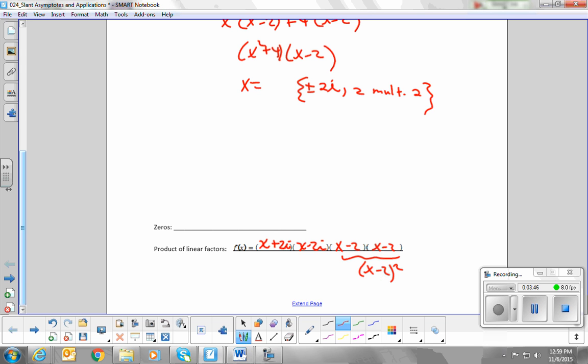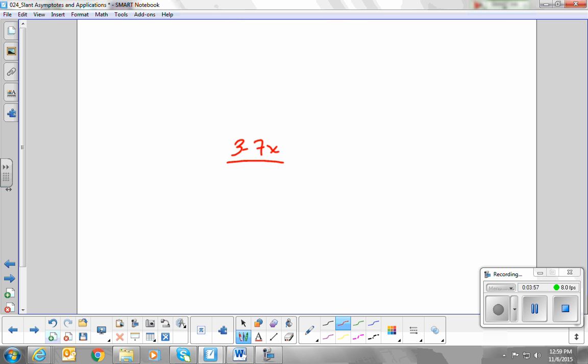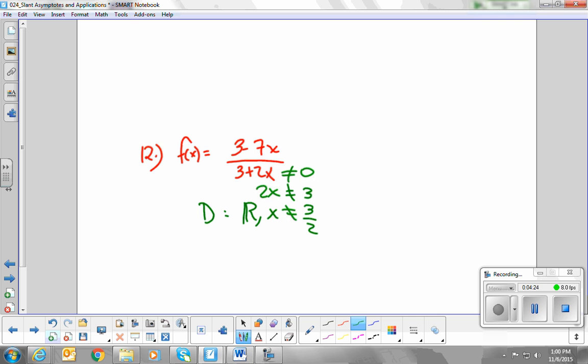Can you just go to 3 minus 7x over 3 plus 2x. Okay? So it's asking you for the domain and vertical and horizontal asymptotes. So the domain is what is allowed in here. Well, there's no issues with the top. The only issue is that the bottom is not allowed to be 0, right? The 2x is not allowed to be 3, so x is not allowed to be 3 halves. So the domain is all real numbers except for that.